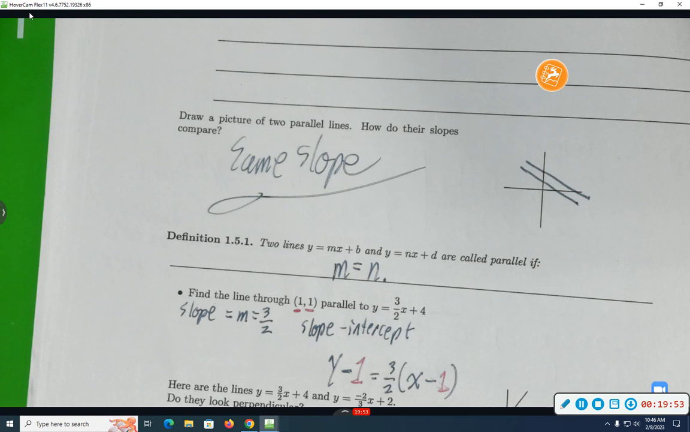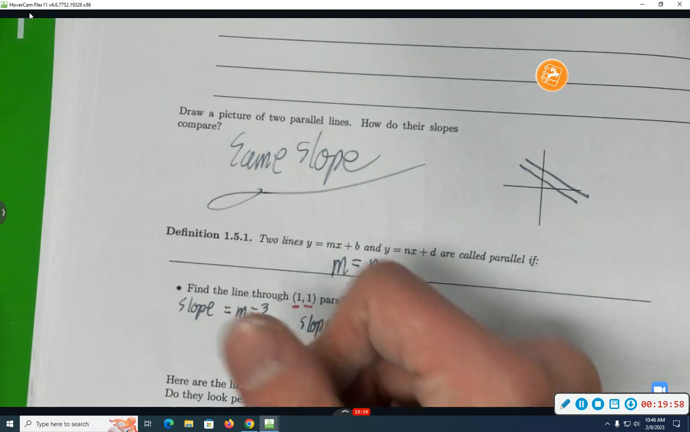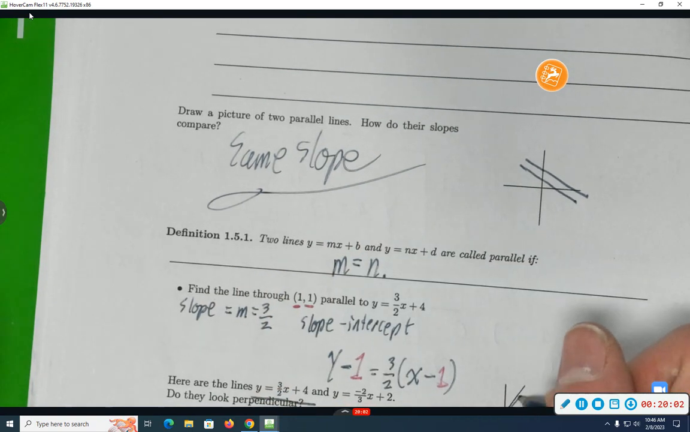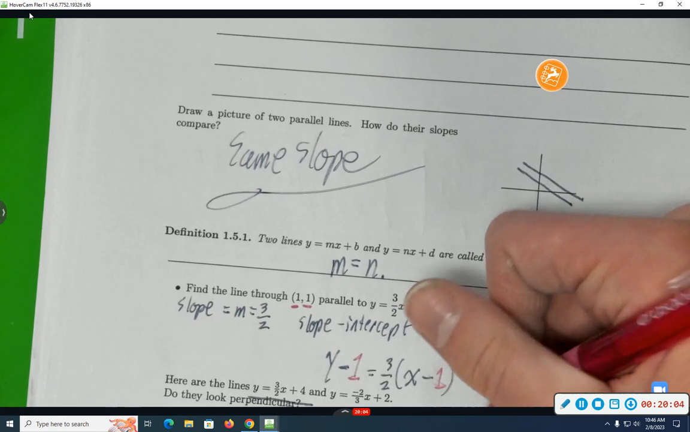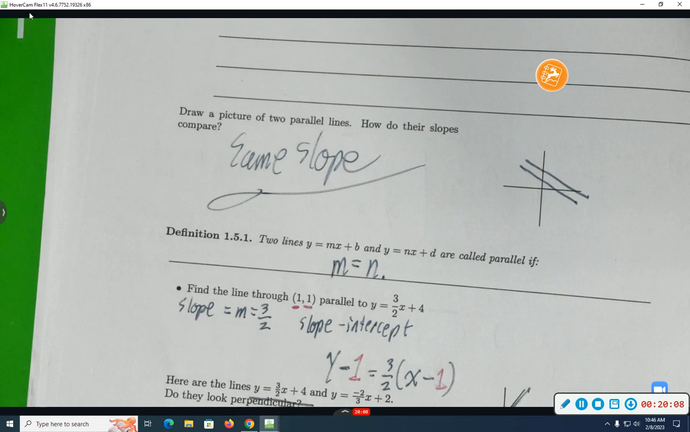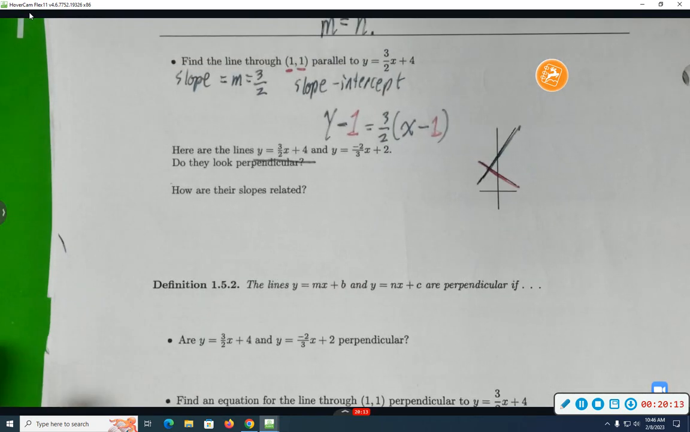Hopefully you're given one other piece of information. Here are two lines, y equals 3 halves x plus 4, and y equals negative 2 thirds x plus 2. And maybe we'll just check this. Do those lines actually look perpendicular?